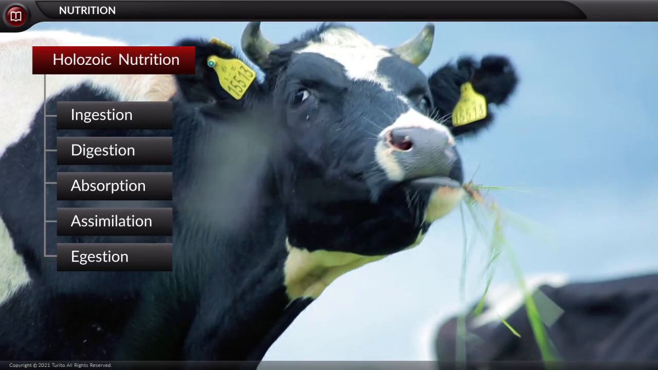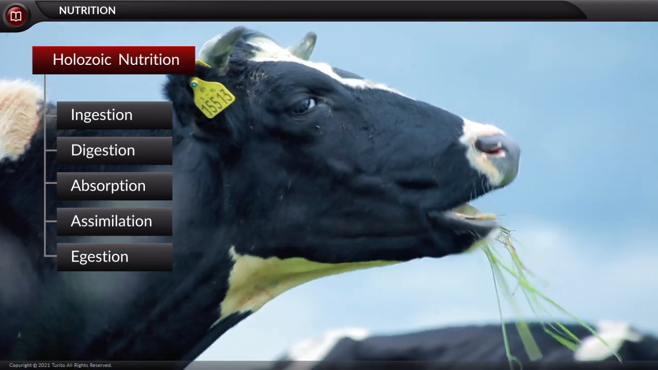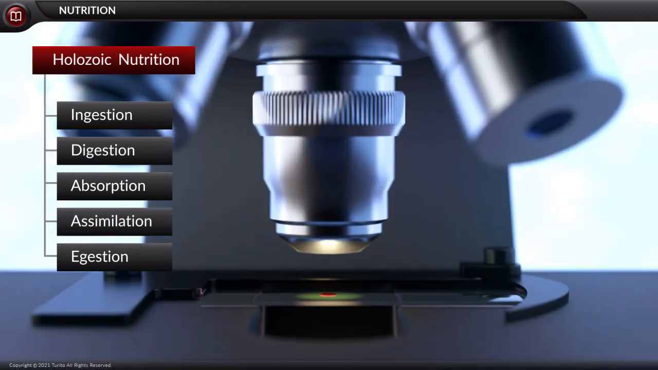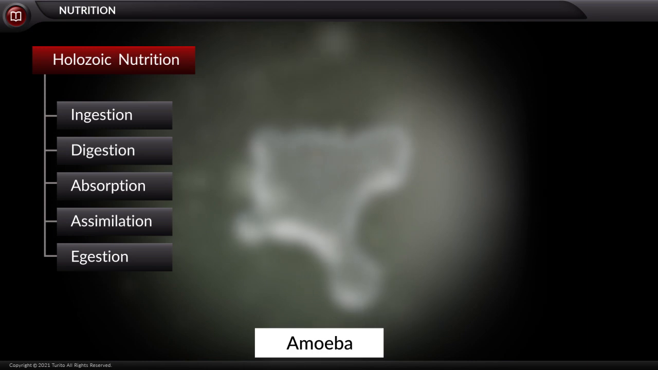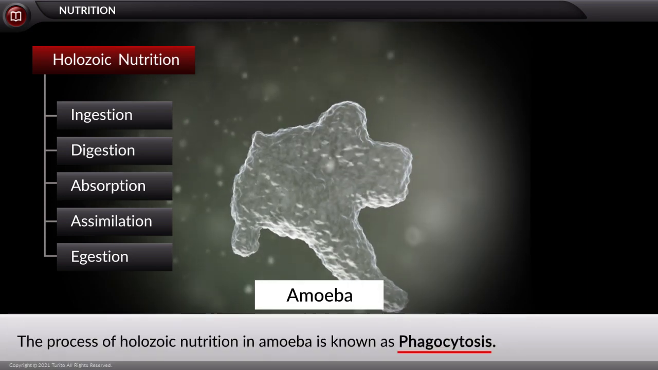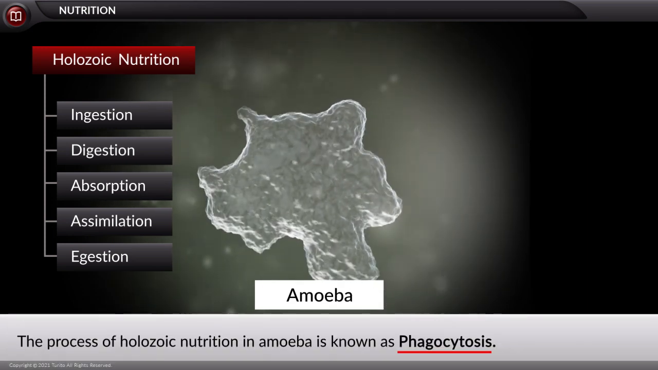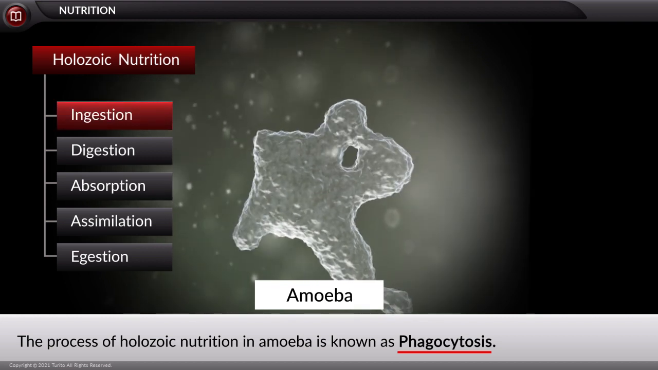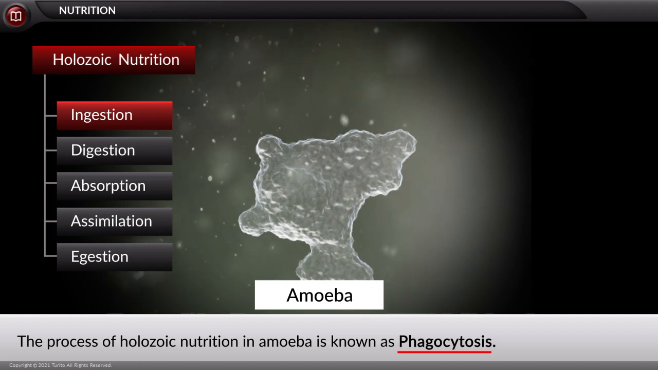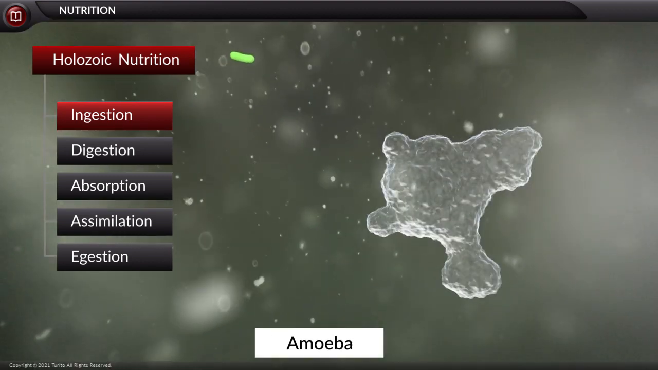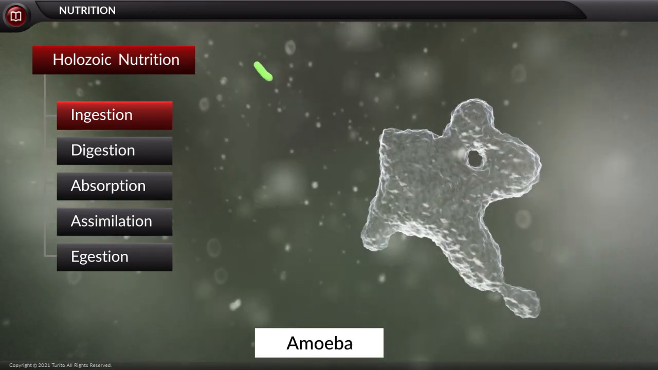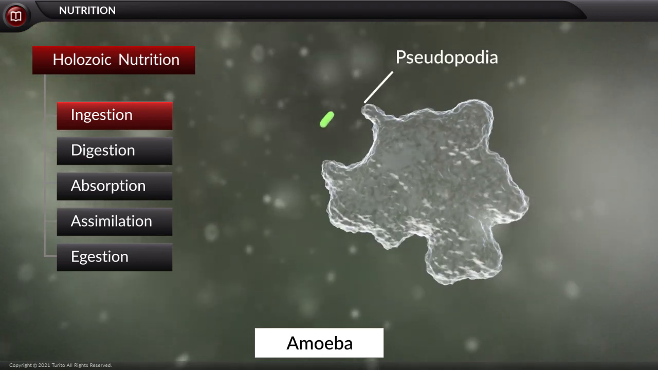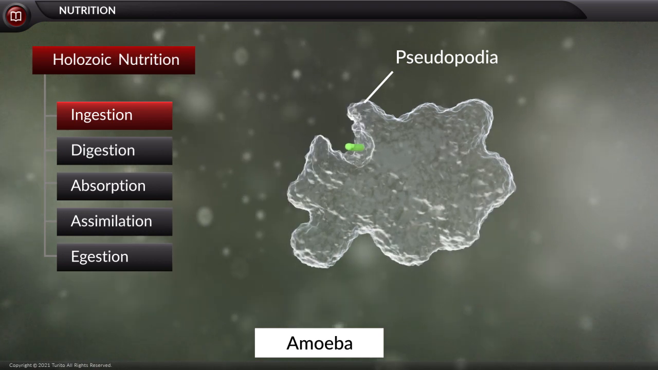Holozoic nutrition is observed in unicellular and multicellular organisms. Let us understand in unicellular organisms by taking an example of amoeba. The process of Holozoic mode of nutrition in amoeba is called as phagocytosis. In ingestion, we see that there is engulfment of the food substance. So whenever amoeba is coming in contact with the food substance, it will slowly form a false sheet called as pseudopodia, and it will engulf the substance.